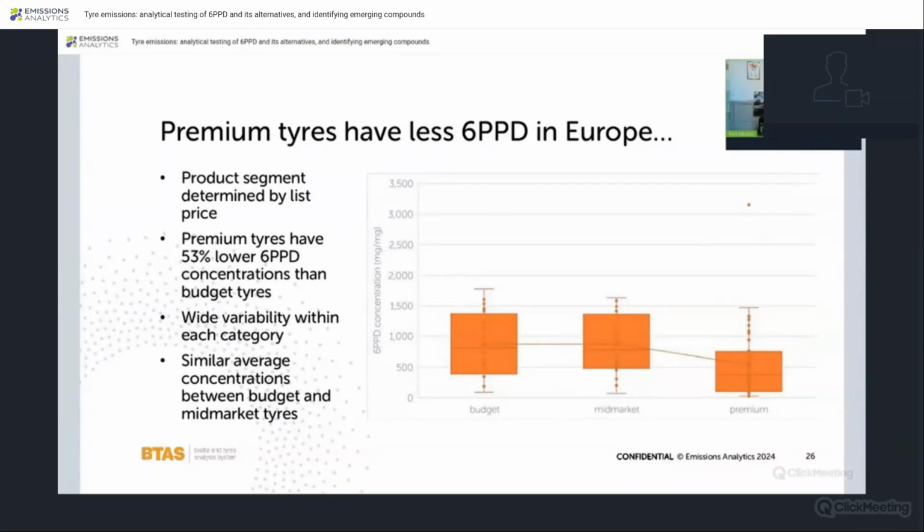Then we can also segment the tyres by different types, just to get an idea of whether there is a big variation in 6PPD, and to what extent it is a design choice. If we segment very simply by budget, mid-market and premium tyre, so in crude terms the cost of the tyre, what we find in Europe is that the budget and mid-market tyres have more 6PPD in them than the premium tyres, which are about 53% lower. But by putting the box and whisker plots here, we can see that even within each of those categories there is a wide variation, and that is true across all the different manufacturers. There's variation within each of the manufacturers' ranges.